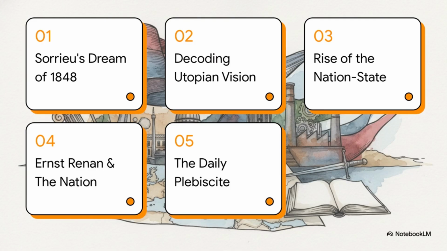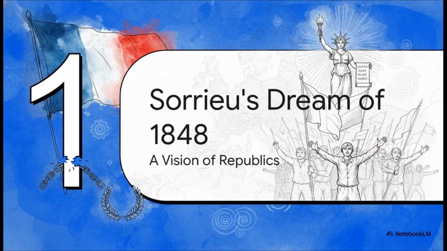Here is our roadmap for today. First, Sorrieu's dream of 1848. Second, decoding the utopian vision. Third, rise of the nation-state. Fourth, Ernst Renan and the nation. And finally, number 5, the daily plebiscite. Let's jump right in. Section 1.